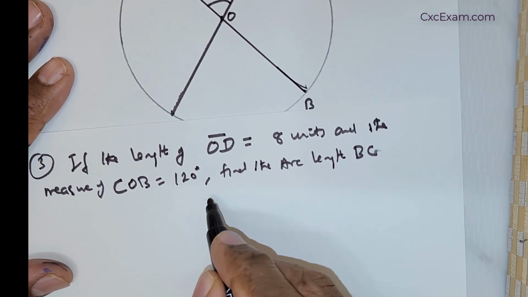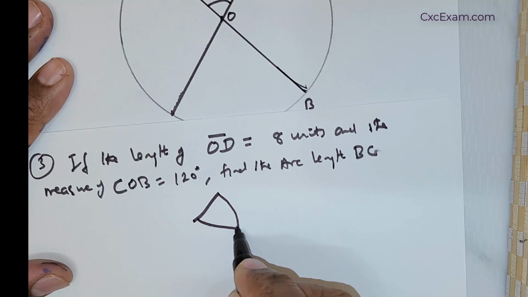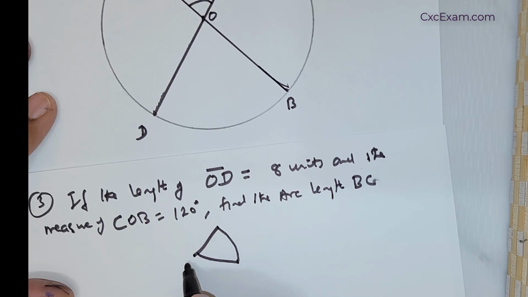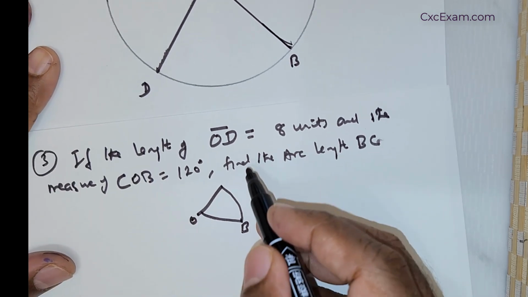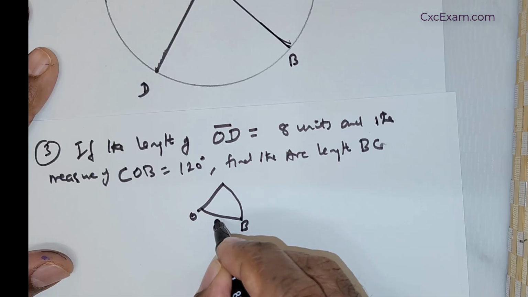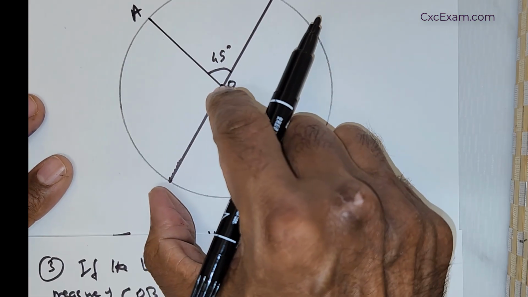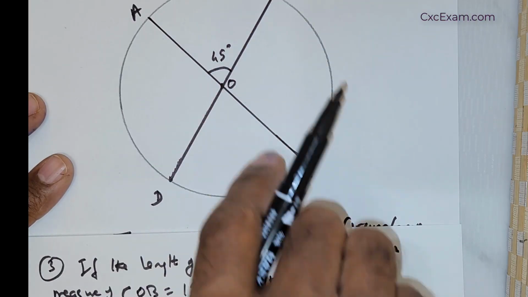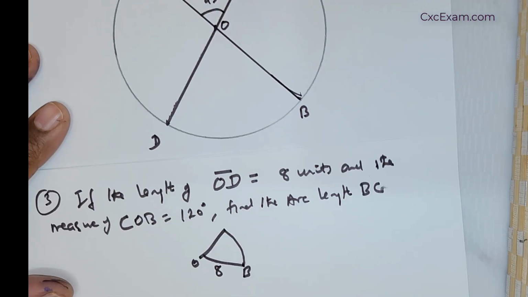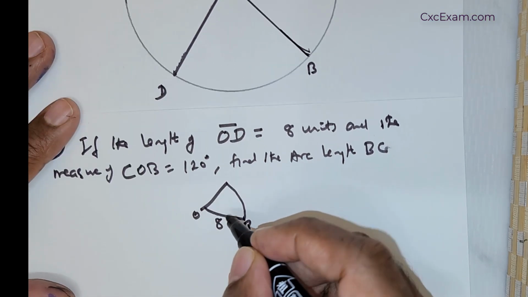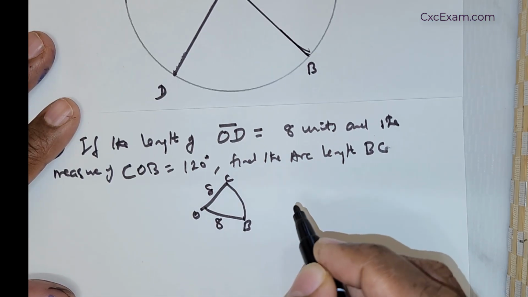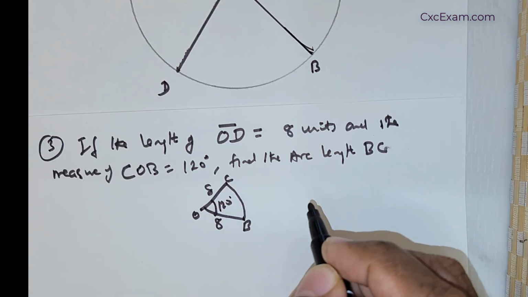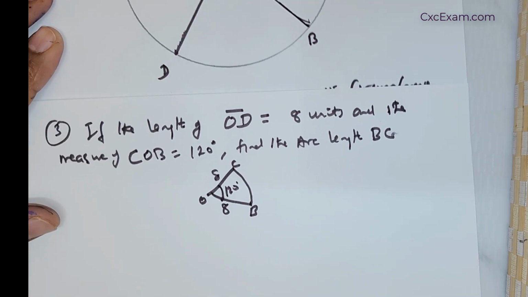Now let me draw this figure. Okay. Now OD is the radius. So that means OB, this distance, is going to be 8 units because they have given this as 8 units. Naturally the radius is going to be the same all through the circle. So OB will also be equal to 8 units. Okay, fair enough. Now that means OC will also be 8 units. Now they have given COB is 120 degrees. So these are the data that we have.